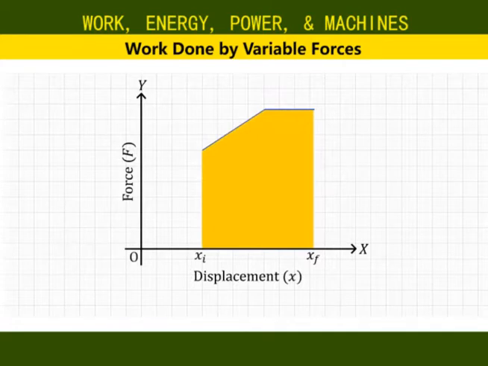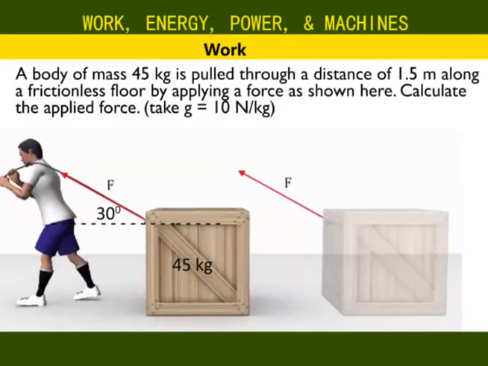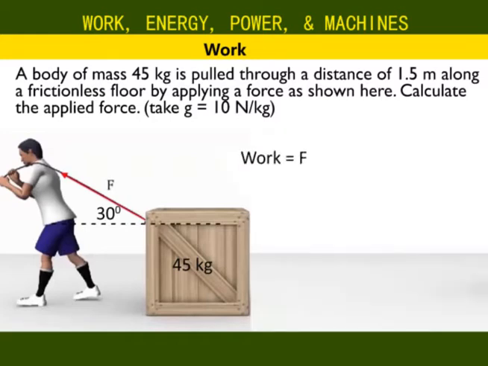Let's take an example. A body of mass 45 kilograms is pulled through a distance of 1.5 meters along a frictionless floor by applying a force as shown here. Calculate the force applied. This is a case where only a part of the applied force is used to do work. We know that work done is equal to force times distance. This force is equal to the weight of the box. So 45 kilograms times 10 newtons per kilogram to convert into weight times 1.5 meters. That gives us 625 joules.